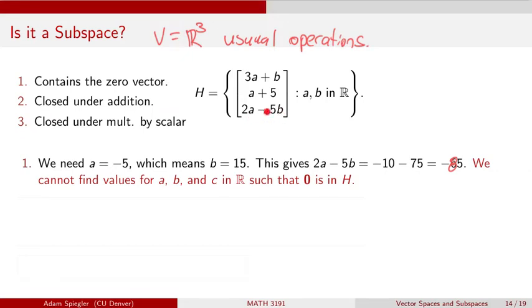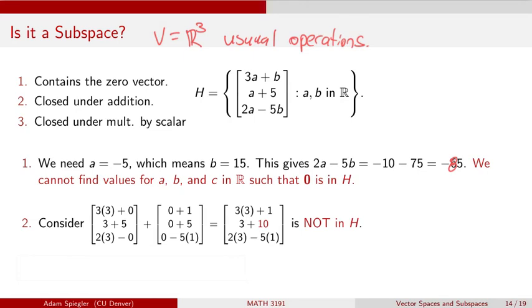And similarly, after I pick A is equal to -5, if I pick a value for B that's going to make the third coordinate equal to 0, that's going to now make the very first one non-zero. So the vector 0, 0, 0 is actually not inside of this subset H, and that rules out the possibility that H could be a subspace right away. The 0 vector does not live inside of H. But just to see some practice with these other conditions, they also fail.